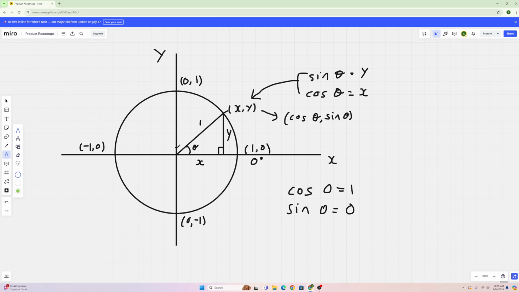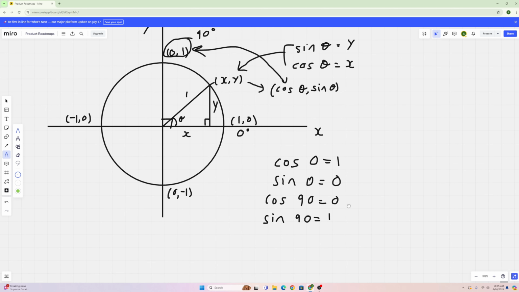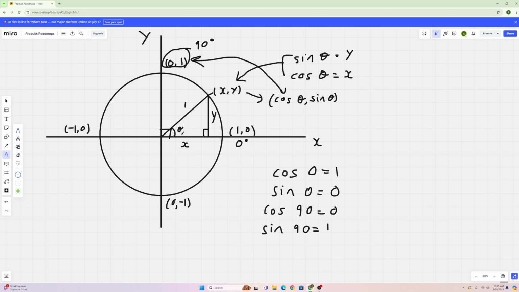So we can keep going. So this one, this is 90 degrees. And we can easily see that cosine of 90 is 0, right? We're just using what we know here. And then sine of 90 is equal to 1. So this is really helpful if you need to memorize these. You don't have to memorize a bunch of other things. You can also just draw this out really quickly. And again, this is 180, and this is going to be 270. You use the same pattern.